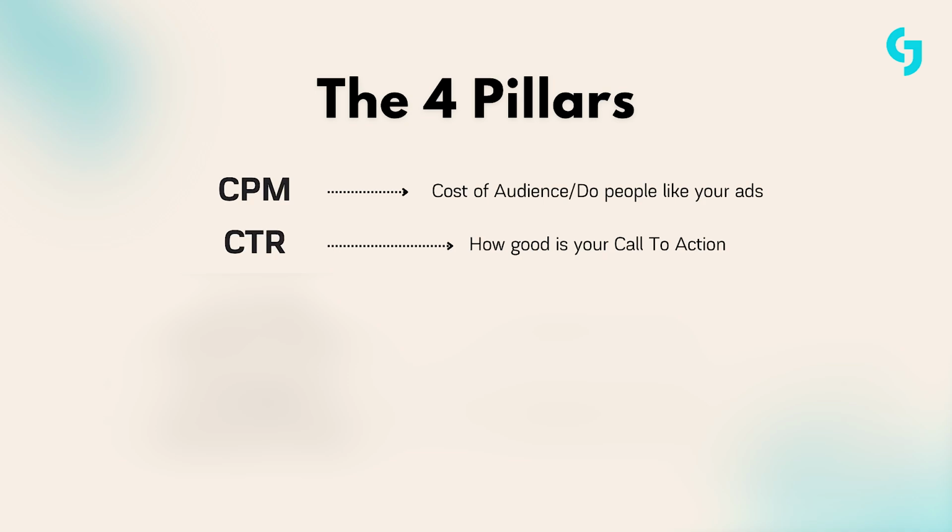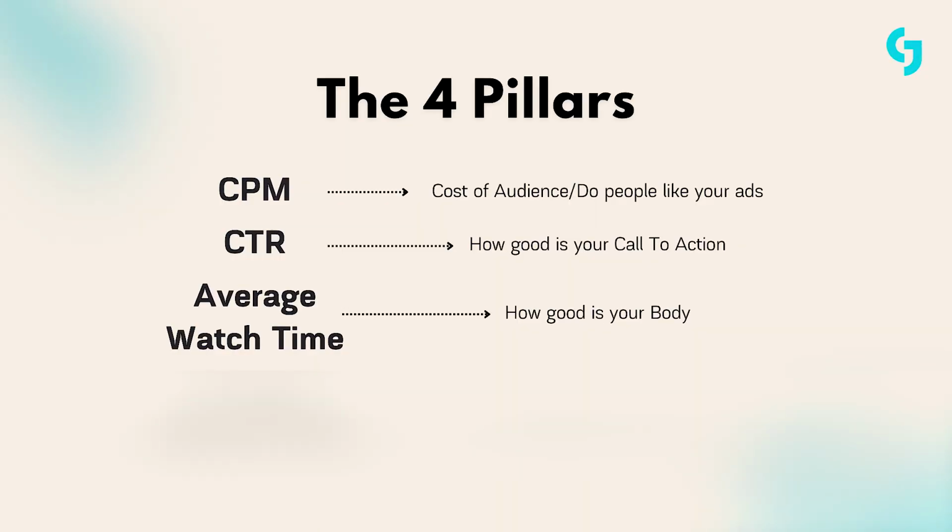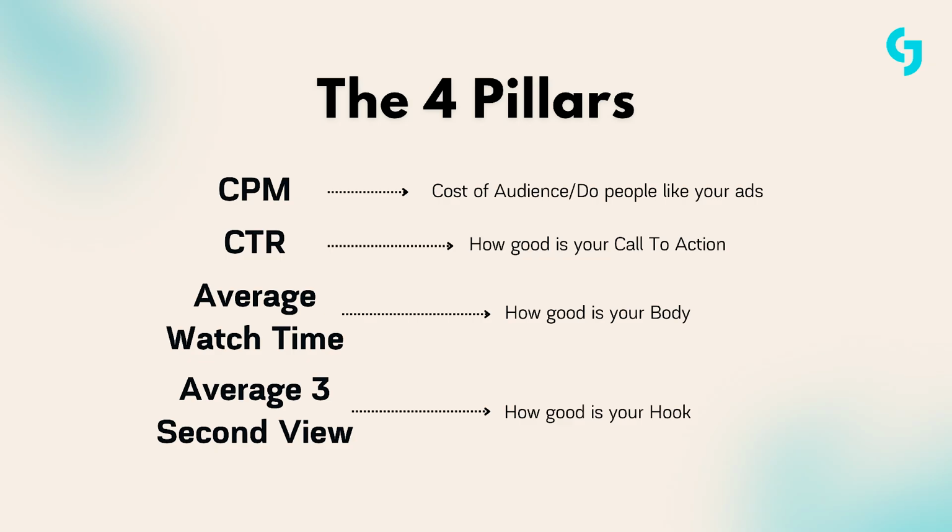The next one is click-through rate, and it simply means how good is your call to action. If your call to action is weak, you're going to have a low click-through rate. It's really that simple. Your average watch time is how good is your body. Are people actually watching your video? Are they interested? Are they captivated with what you're talking about? Or are they simply scrolling by? And then average 3-second view is how good is your hook. And honestly, you can even get this to 100%.